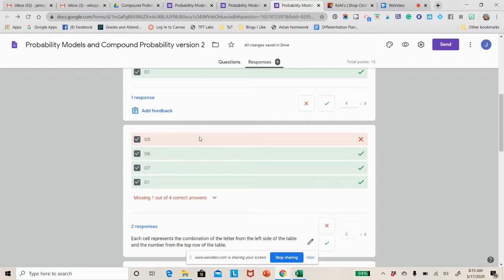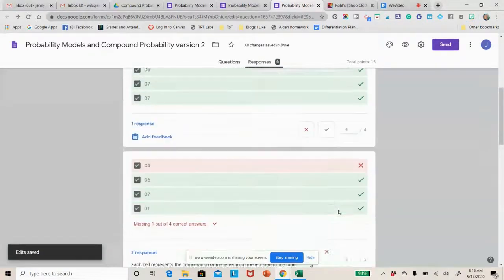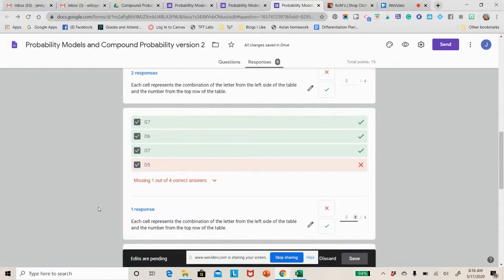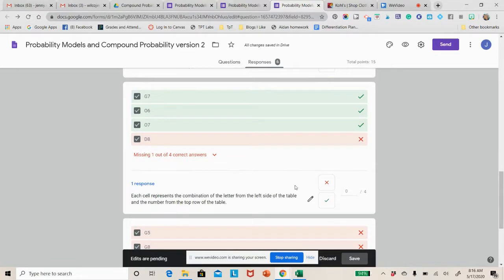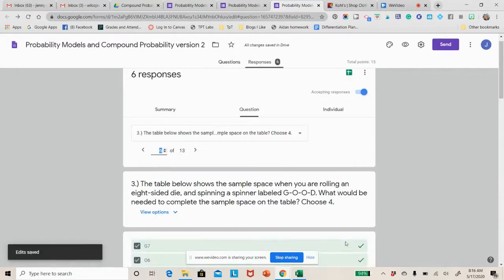So if you want to, you can override, and I could choose to give this 3 points because they got 3 out of the 4 answers. And then I can go through and do that for this person, who also got 3 of the 4 answers correct. This person also got 3 of the 4 answers correct. And this person only got 1 of the 4 answers correct. And so I can override Google on that.